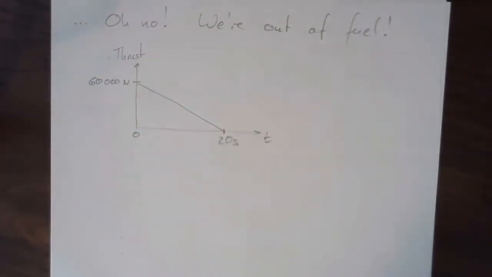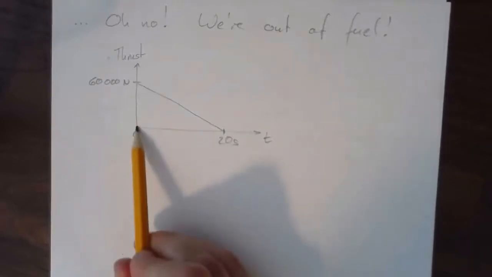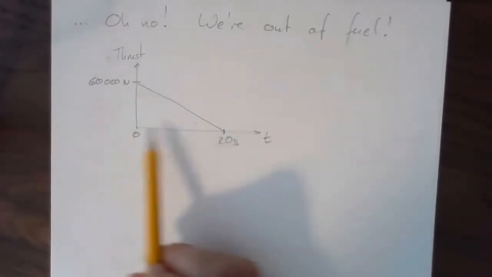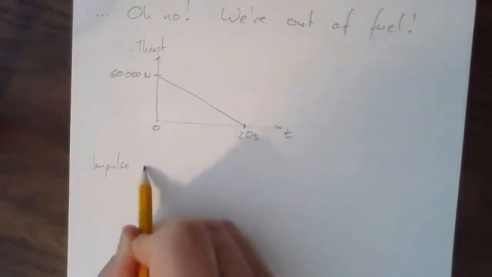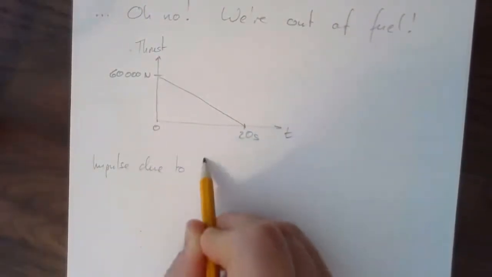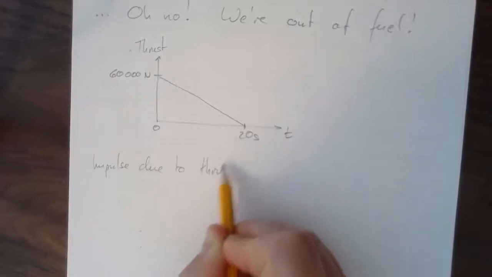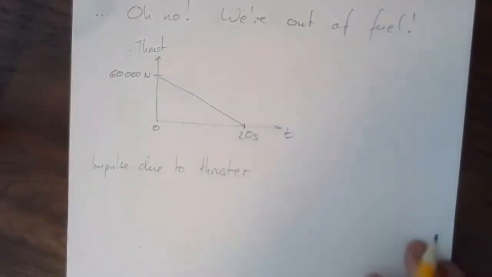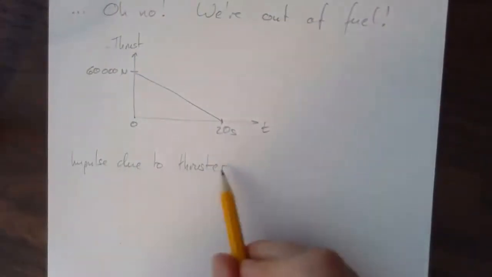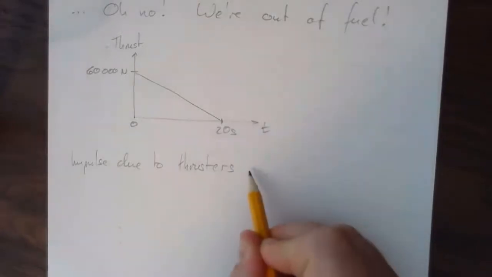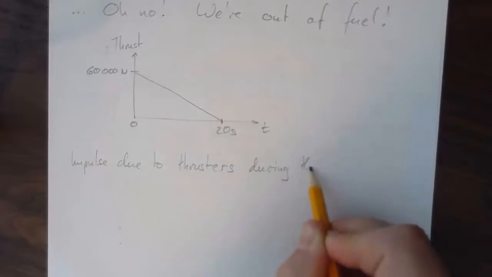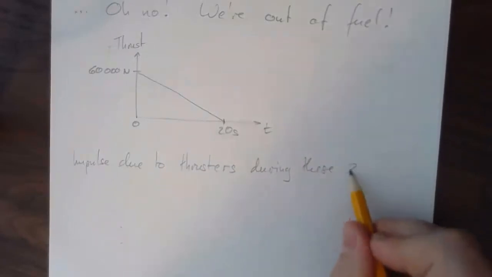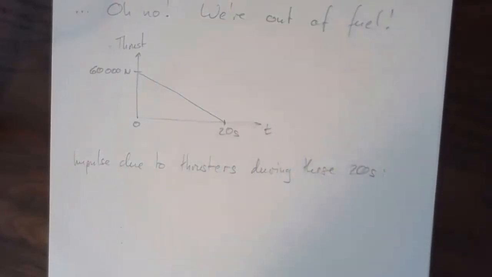Okay, so how would I find the impulse imparted by the thrusters during those 20 seconds? Impulse due to thrusters. Of course, if I want to know what happened to the rocket, I also need to take into account gravity, if it's still close to Earth. But the impulse from the thrusters during these 20 seconds is what we want to find.